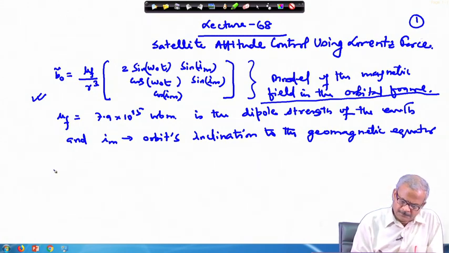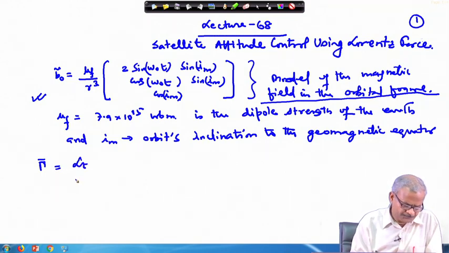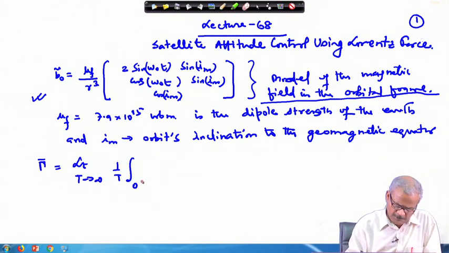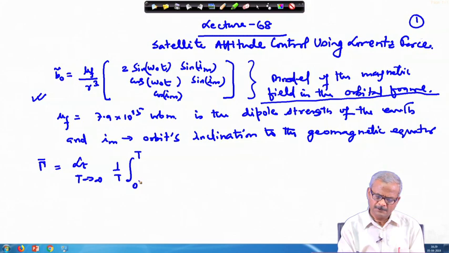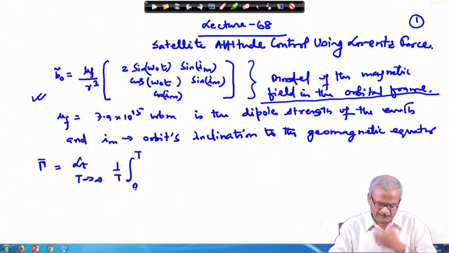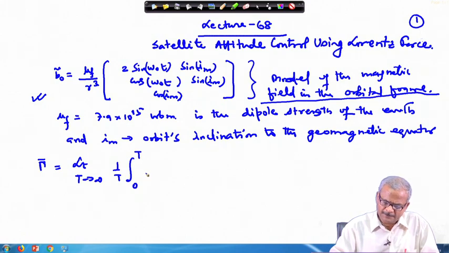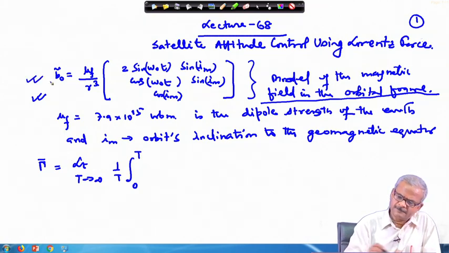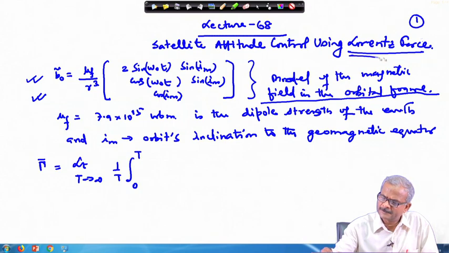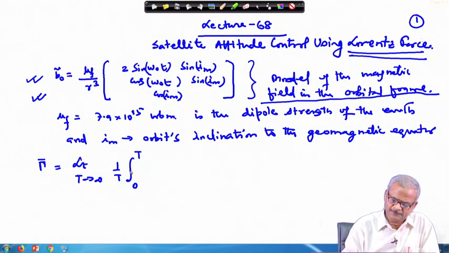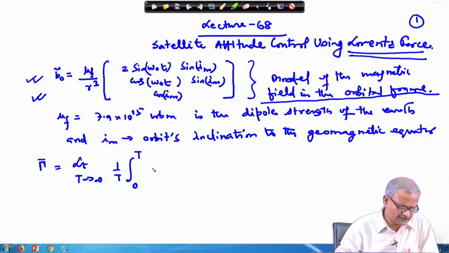And the quantity gamma bar will be given by the limit as t tends to infinity. We can take 0 to t, or from a certain interval to infinity also, but one thing to remember is that whatever we are writing here is equally applicable to satellite attitude control using the Lorentz force and also to satellite attitude control using magnetic torquers. In both cases this particular part remains the same.